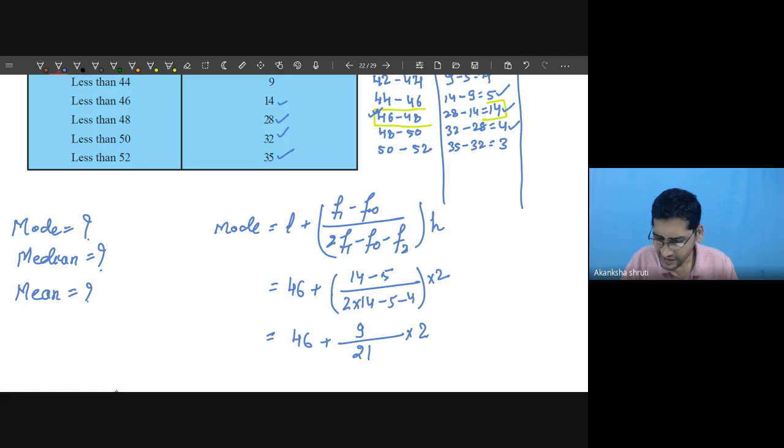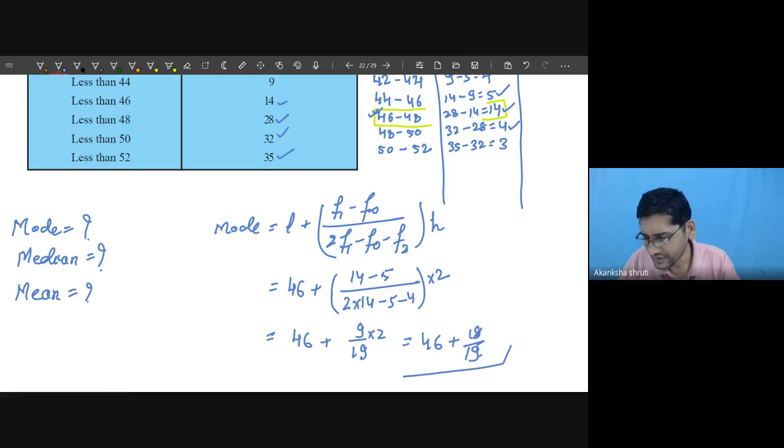Sorry, 28, it is 19, students. Denominator is 28 minus 9, 19 is there. Okay. So this you just have to calculate and you can get it. So it is 46 plus 18 by 19. You can calculate it.